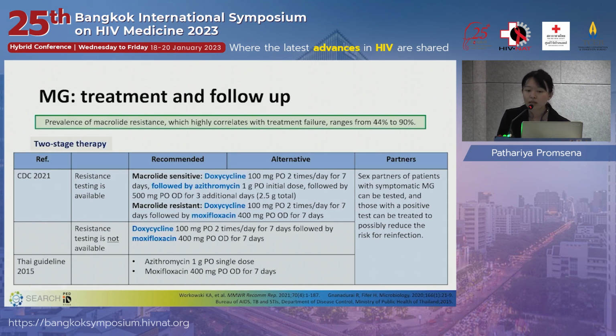And for the treatment, two-stage therapy is recommended for Mycoplasma genitalium. Doxycycline is provided as initial therapy, which can reduce the organism load, followed by a second drug using resistance-guided therapy: azithromycin for macrolide sensitive, or moxifloxacin for macrolide resistant. The resistance to azithromycin has been rapidly increasing. Therefore, if resistance testing is not available, doxycycline followed by moxifloxacin is the recommended regimen.